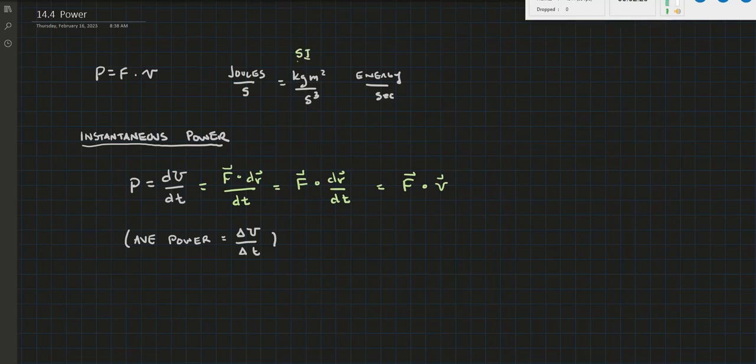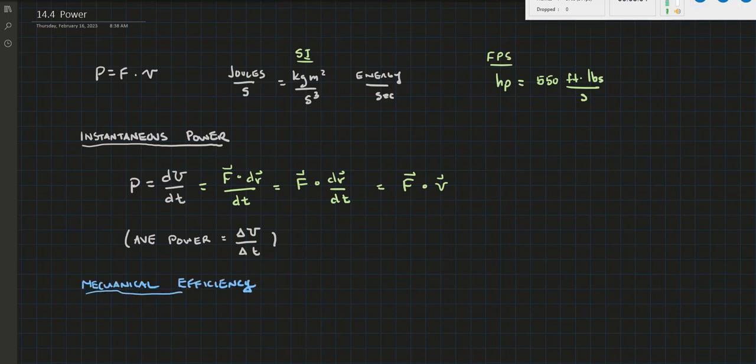So this was our SI units. In our FPS units, there isn't a designation for this. Actually, that's not true. We could have horsepower, and horsepower equals 550 foot-pounds per second.